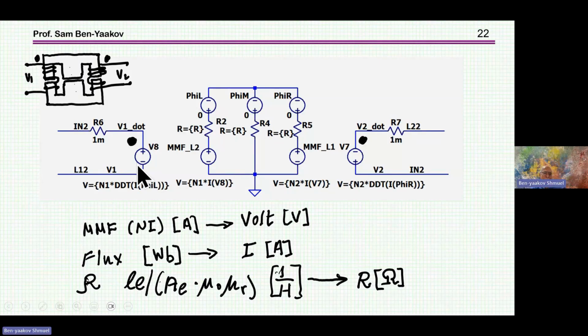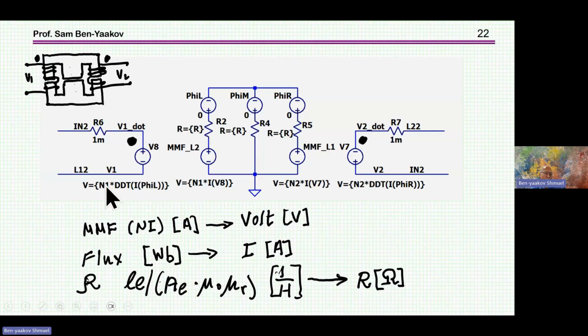And this is done by these dependent sources. This dependent source is n, the number of turns, times d/dt, the operator of Laplace for derivative. So this is the derivative of the current here. The current represents here the flux, okay? Flux is emulated by current. The reluctance is emulated by resistance. And the MMF is voltage.